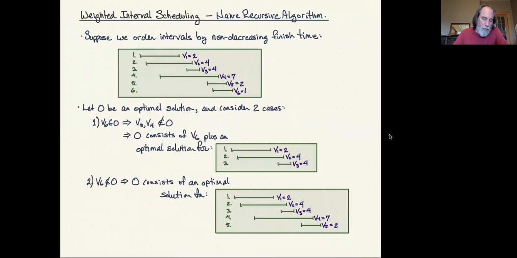Okay, so suppose that we order intervals by non-decreasing finish time. Okay, and think about a simple case analysis. Suppose that O is an optimal solution, and consider the question of whether this particular interval, the last interval, is in there or not.